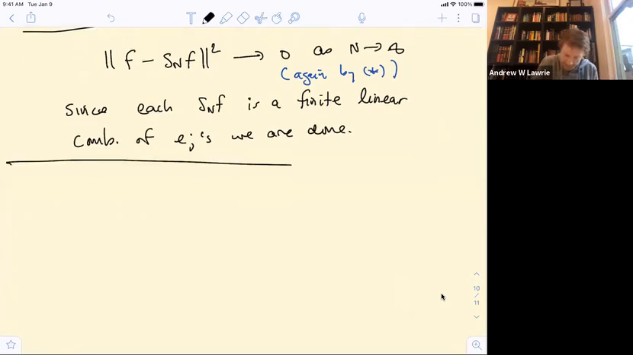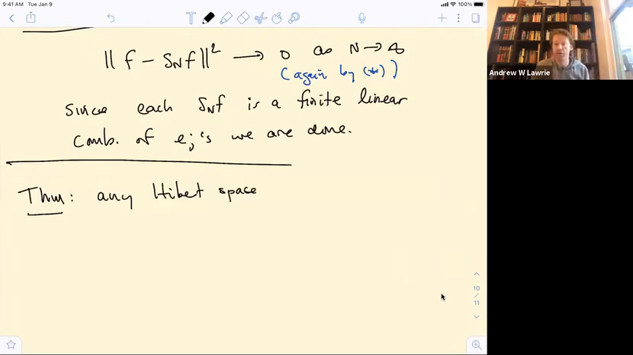So let me introduce one more concept. A theorem, and this I won't prove, but notes. The theorem is that any Hilbert space... So we just gave a characterization of an orthonormal set being a basis, and the next theorem is that any Hilbert space has an orthonormal basis.